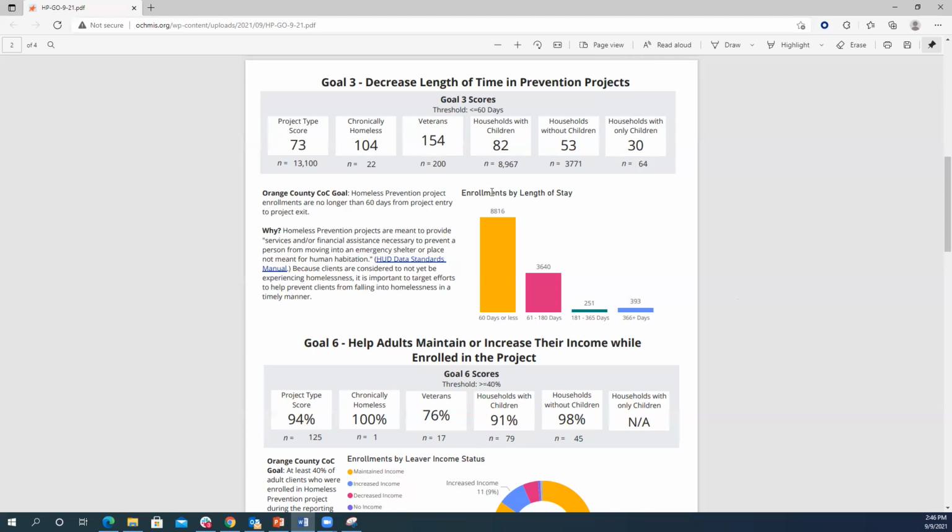And we have the breakdown for the number of enrollments that fall into each of these categories. So you can see a large majority of enrollments are enrolled in the prevention projects for 60 days or less. And then we've got a fair amount that are staying in the project from over 2 months up to 6 months. And then just a few that are staying for up to a year or even over a year.